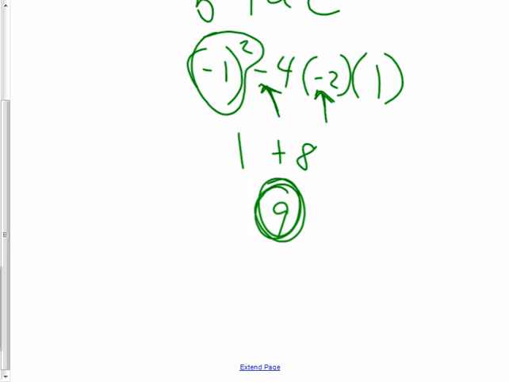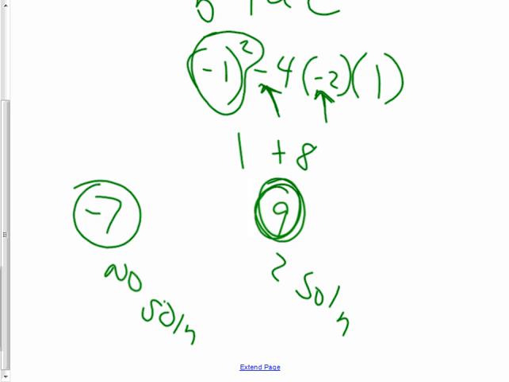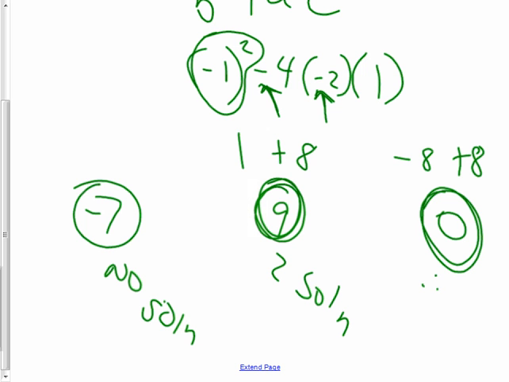Yep. Because it came out positive, there's 2 solutions. Had it come out to, like some of you thought it was 1 minus 8, and it was negative 7, we'd have said no solutions. I am spelling solutions wrong. S-O-L-N. This one has 2 solutions. And if it had come out to 0, because it had been like negative 8 plus 8 or whatever, we would say 1 solution, and it's special. The vertex.